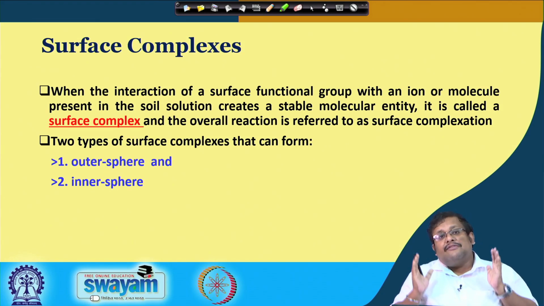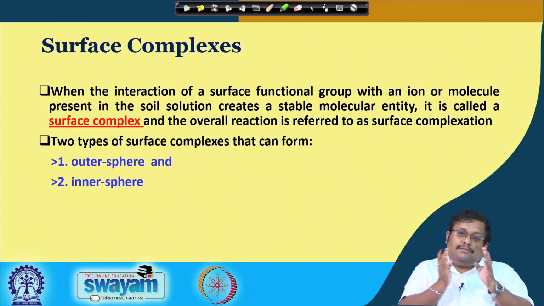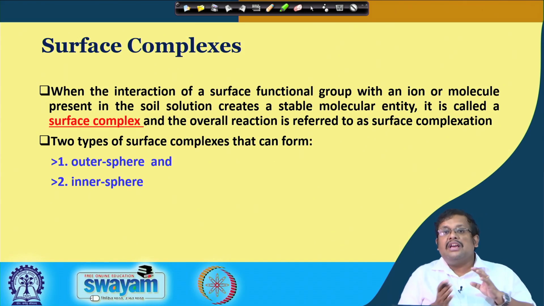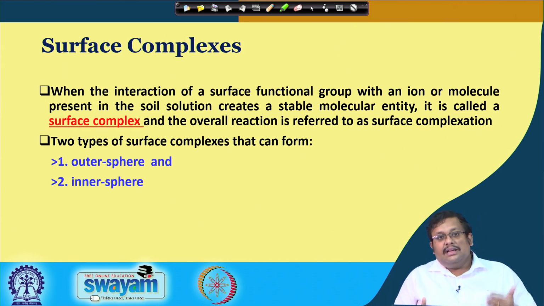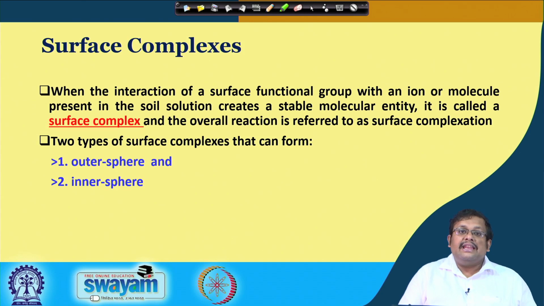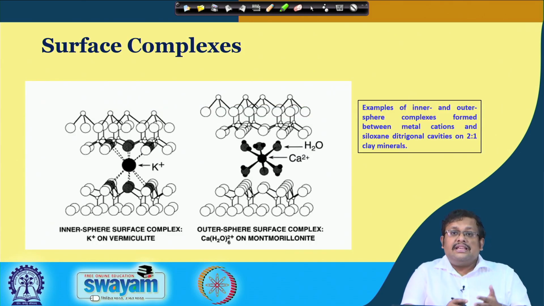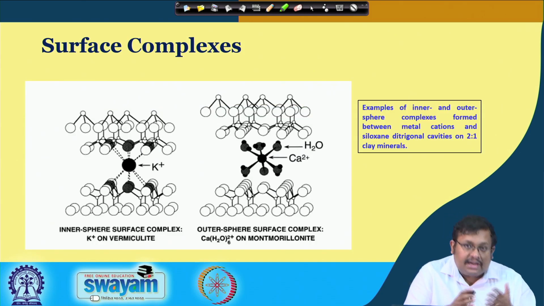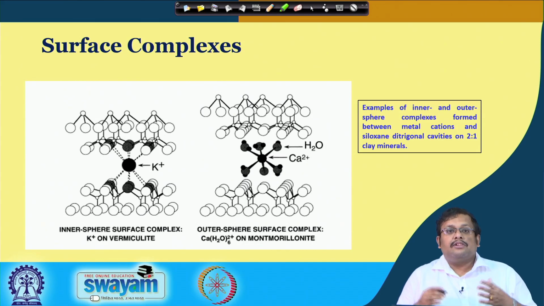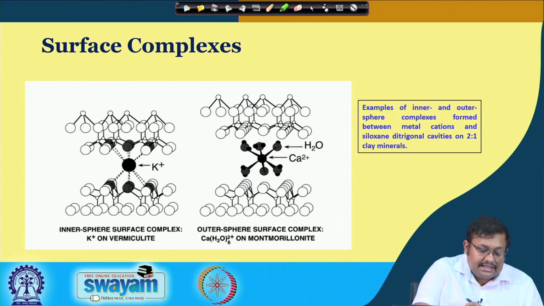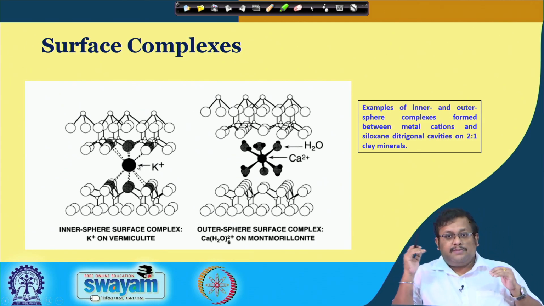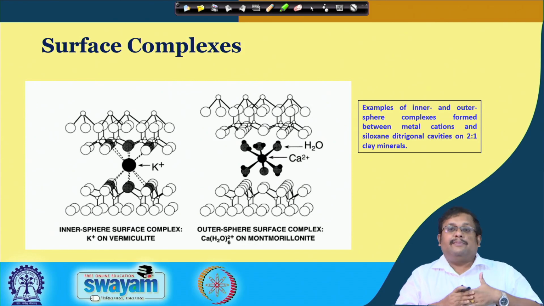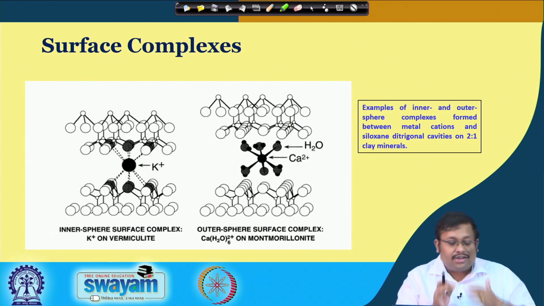Remember, there are two types of surface complexes. We have already covered them briefly. They are outer sphere complexes and inner sphere complexes. Now, this shows a clearer picture of outer sphere complexes and inner sphere complexes. The first picture shows the inner sphere complex where the potassium is placed in the interlayer space of vermiculite. It is producing a lock structure.